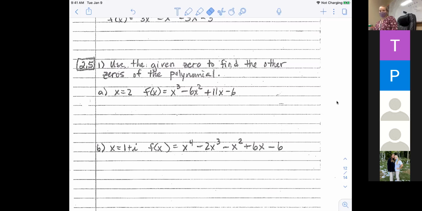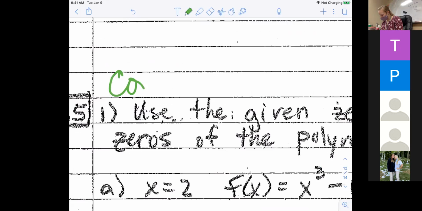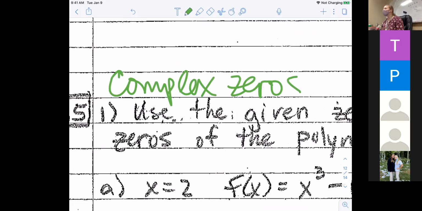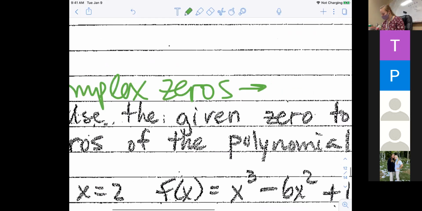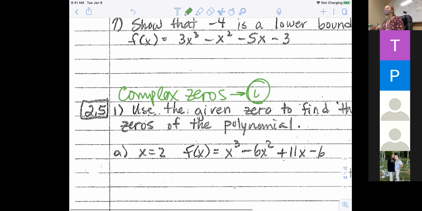We're on section 2.5 for those of you joining us and for everybody who's in here. And 2.5 is on complex zeros. So we just spent a whole bunch of time dealing with normal real zeros. Now we're dealing with complex zeros, which means that we're gonna see i in a lot of our answers today, the imaginary number.